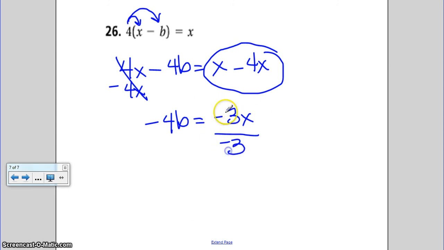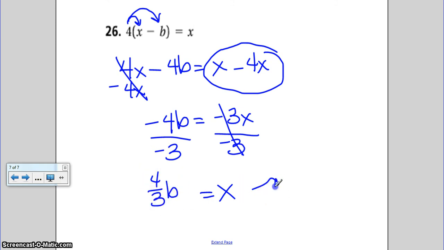Divide. Divide by negative 3. So my final answer is x equals, negative and negative cancel, so it's going to be 4/3 b. Or you could have 4b over 3 equals x. It's the same thing. Okay?